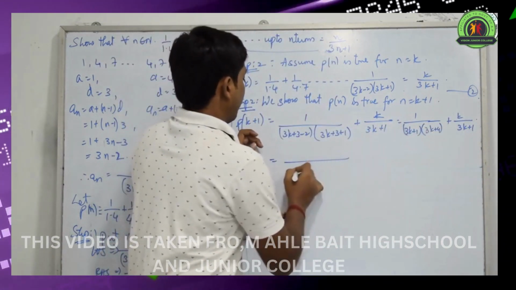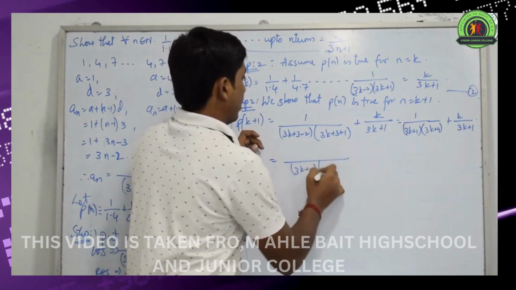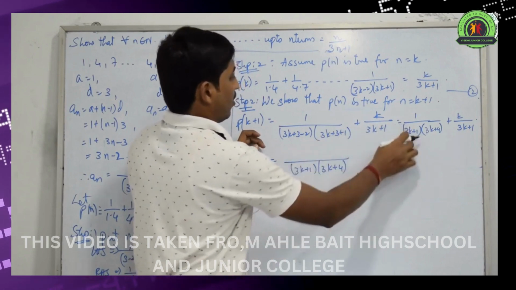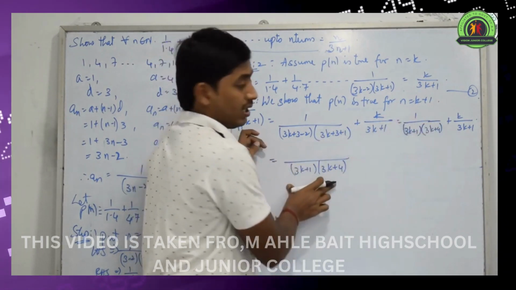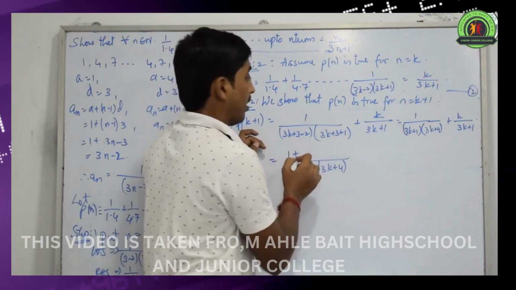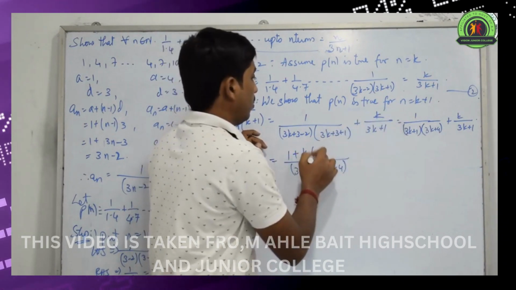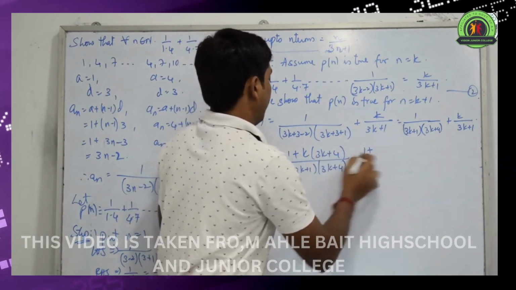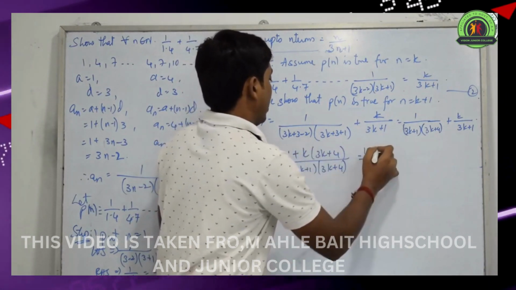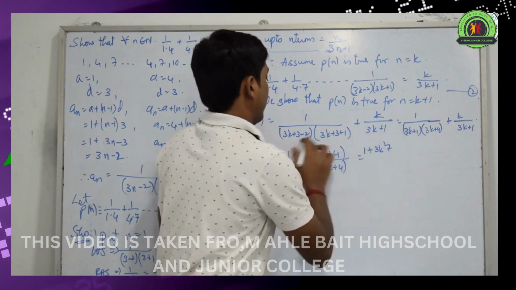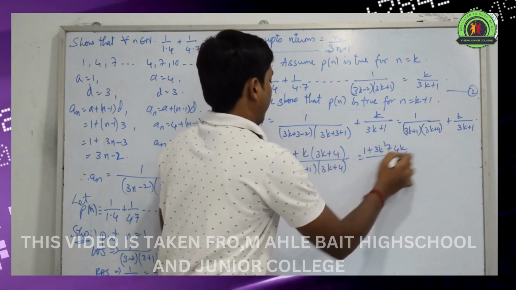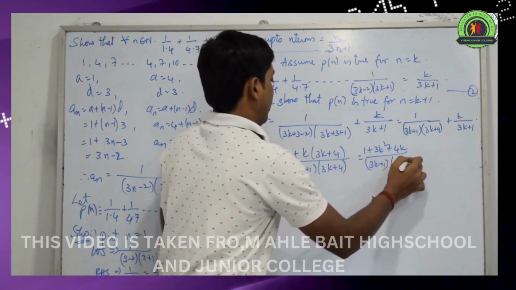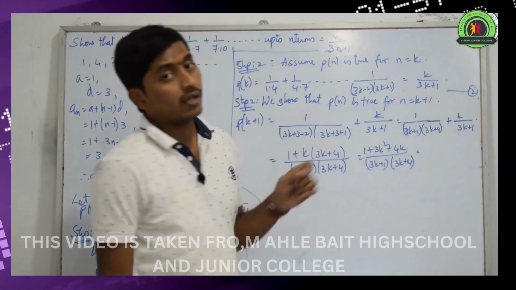That will be LCM is 3k plus 1 into 3k plus 4. Here in the numerator, what will be the thing? Both things we have written here. The left out is 1 plus k into 3k plus 4, that is 1 plus k into 3k is 3k square plus 4 into k, 4k divided by 3k plus 1 into 3k plus 4. Okay.